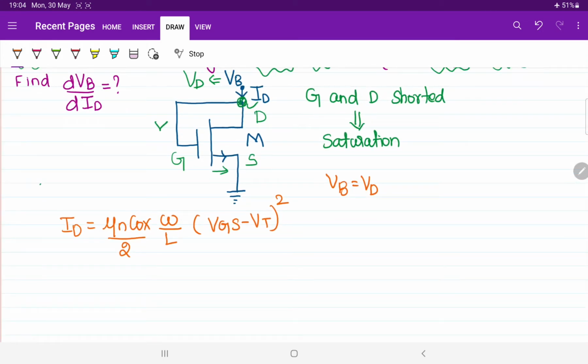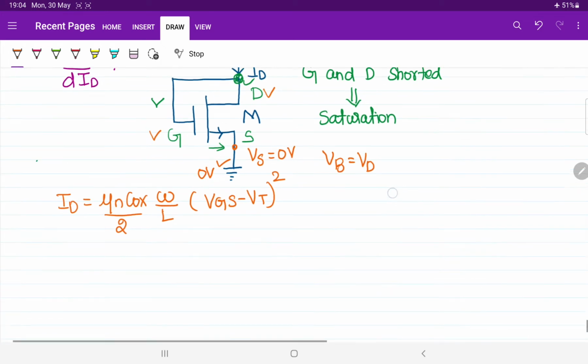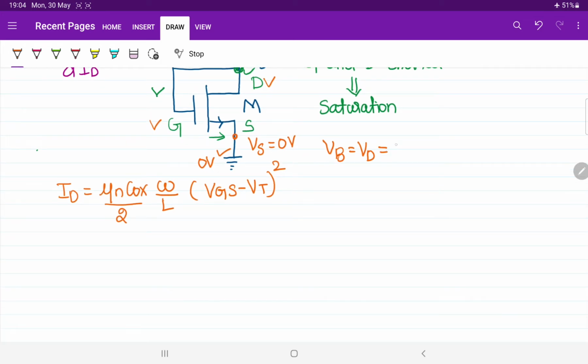If you observe this MOSFET diagram clearly, the source voltage VS equals 0. Sir, why is it 0? Because the source terminal is connected to the ground, and the ground potential is always equal to 0. So I can say the value of VS equals 0. And the gate voltage and the drain voltage are both the same, because they are shorted together. So the drain terminal and gate terminal both have the same voltage.